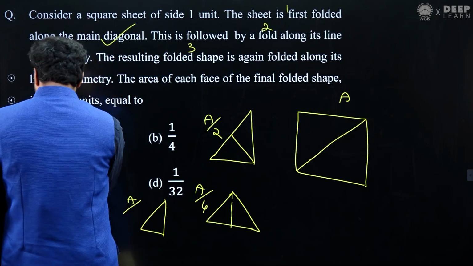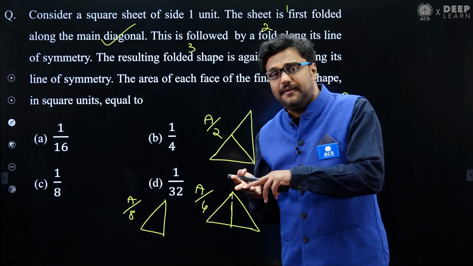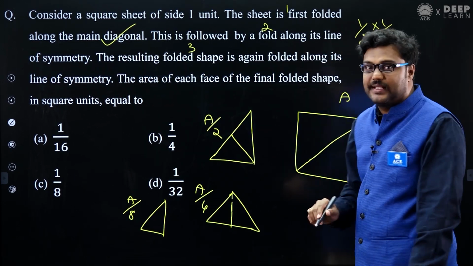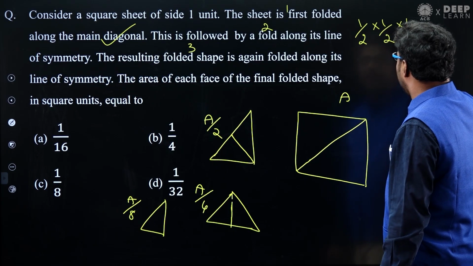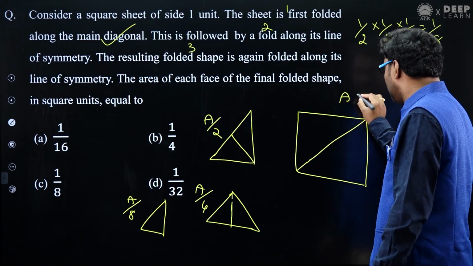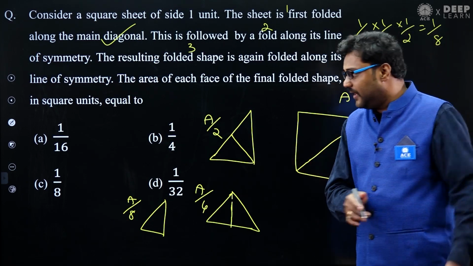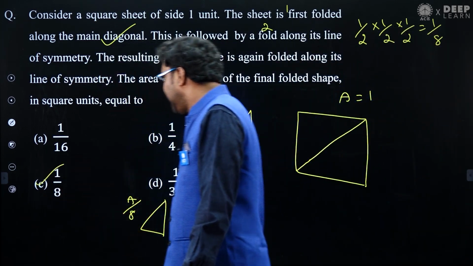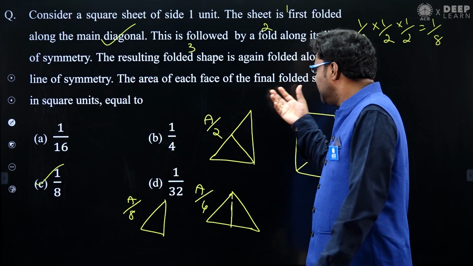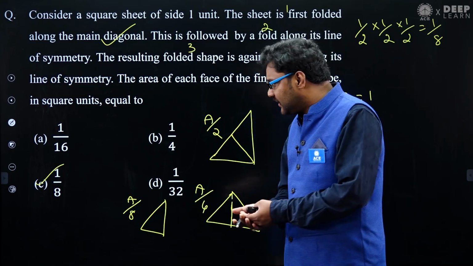Finally, as the area is divided by 2 each time, first time you fold it becomes half, next time half again. You have 3 folds. Compared to the original area, the original area is 1 because the sides are 1. So it becomes half, half, half like that. Finally the area of each face of the final folded shape is actually 1 by 8.